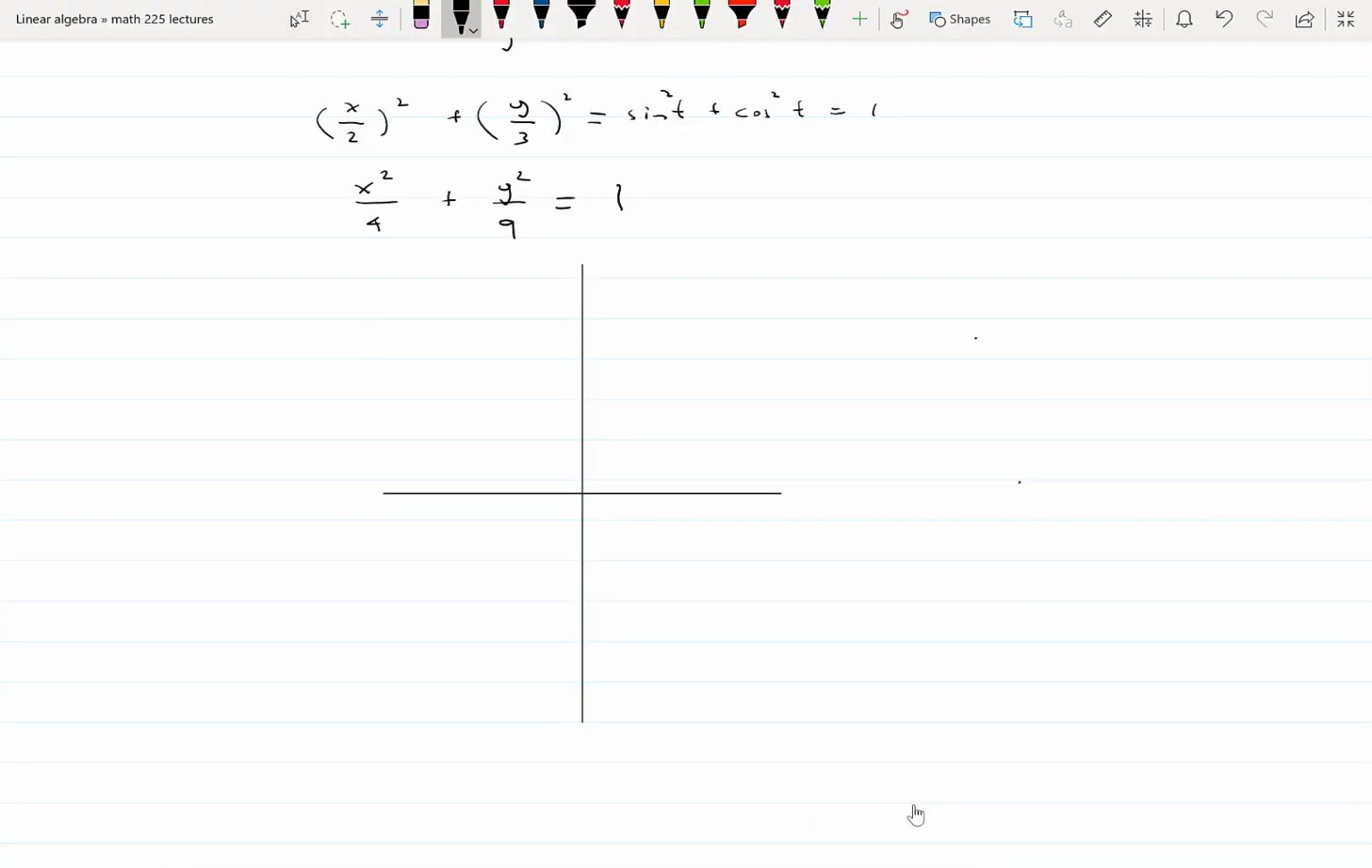So here's the xy plane. Look under the x variable, we have 4. It's the square root of 4. There are two square roots of 4. They are plus and minus 2. So along the x-axis, I'm going to move plus or minus 2.